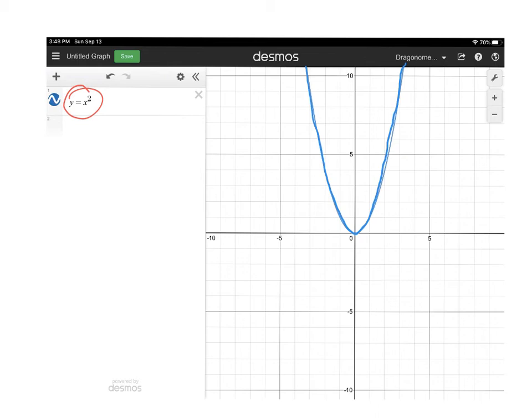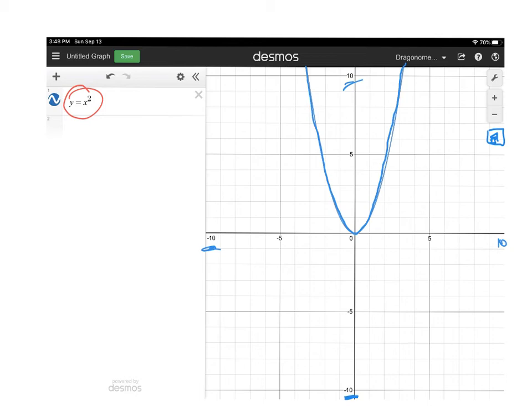And notice right now my viewing window goes from -10 to 10 on the x-axis and from -10 to 10 on the y-axis. That's typically your home screen, your home viewing window. When you're not in the home position, there will be a little home button that pops up right here. The home button's not showing now because we're already in the home position.